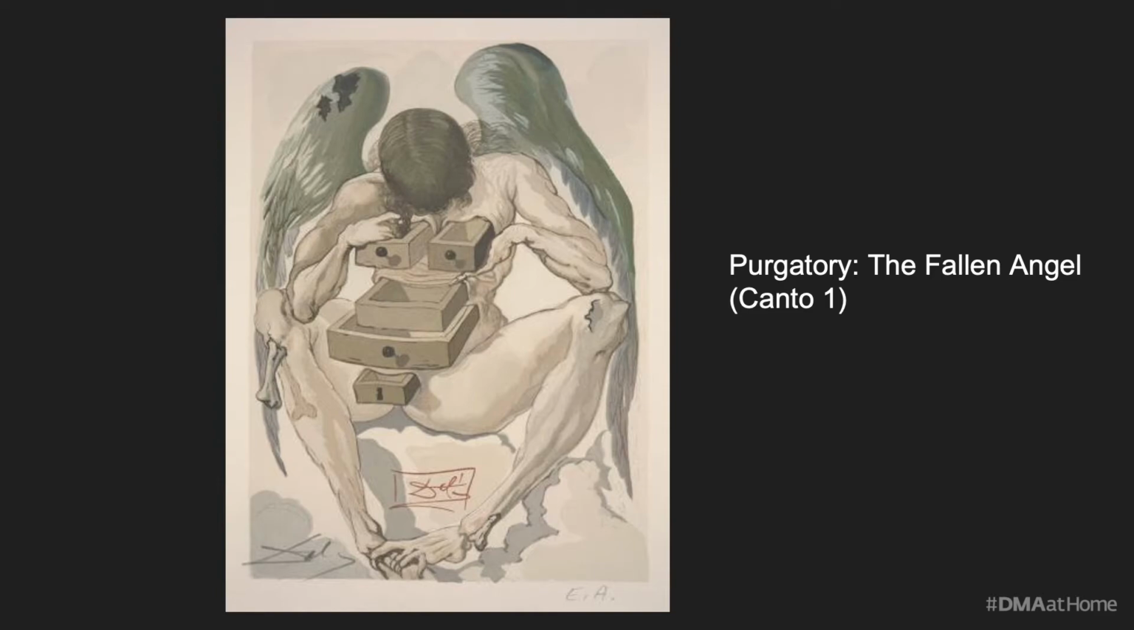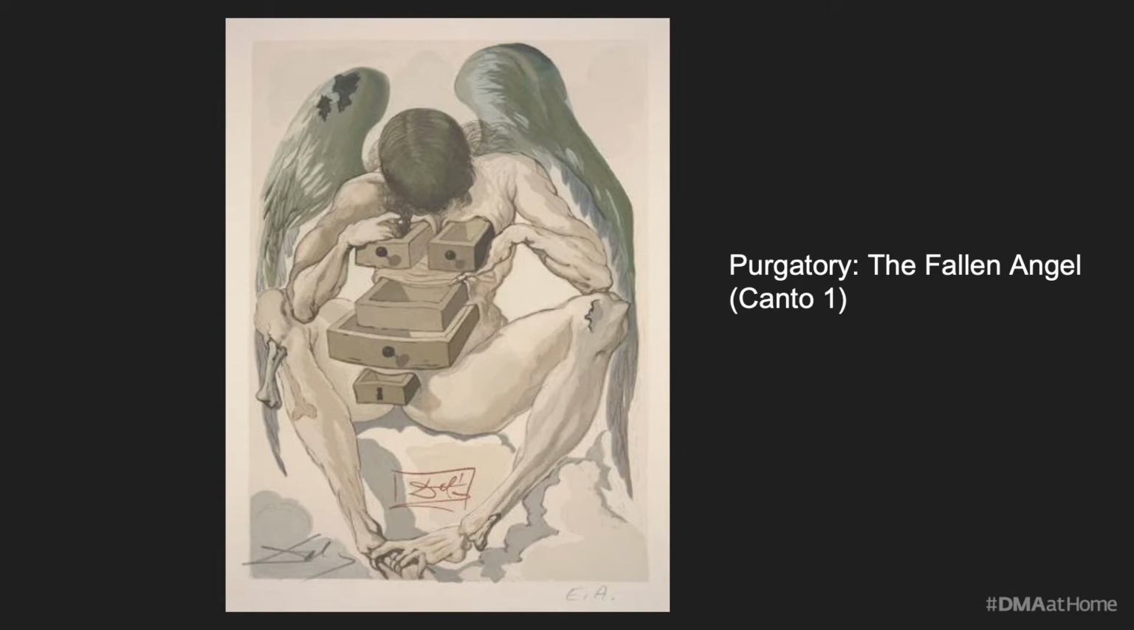Now we arrive at Purgatory, which is the second section of Dante's Divine Comedy and also the second section of this exhibition. Purgatory is the world between hell and heaven. It is meant to give souls an opportunity to correct their sins so that they may gain admittance into heaven. One of the first characters that Dante and Virgil encounter in this realm is the fallen angel of Purgatory.